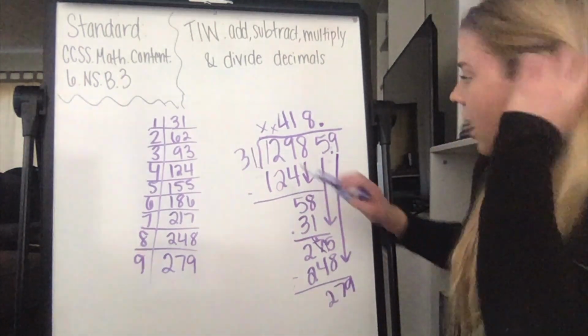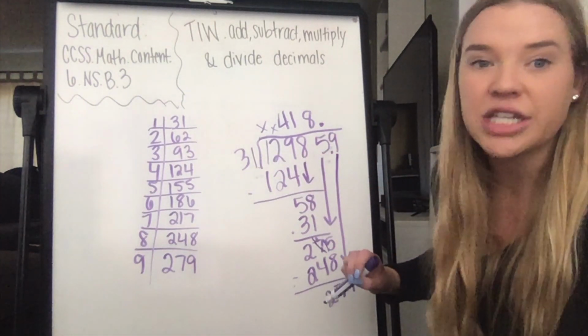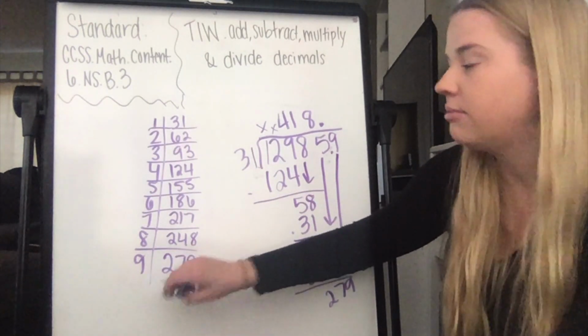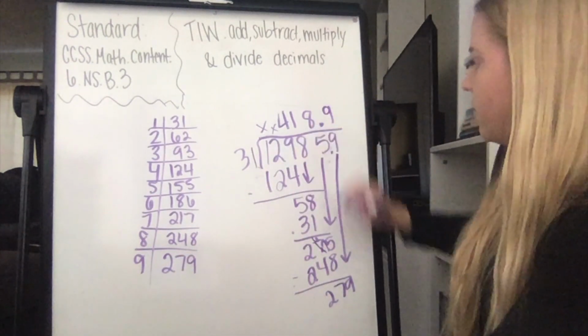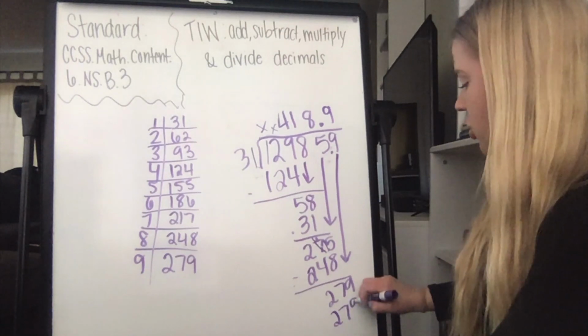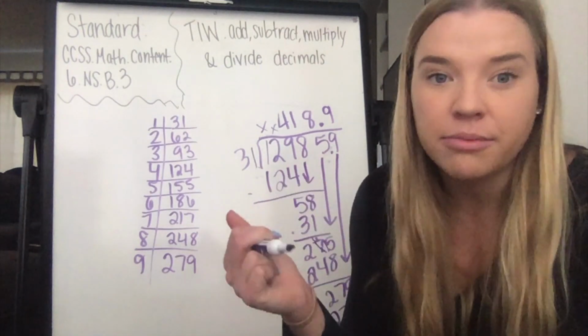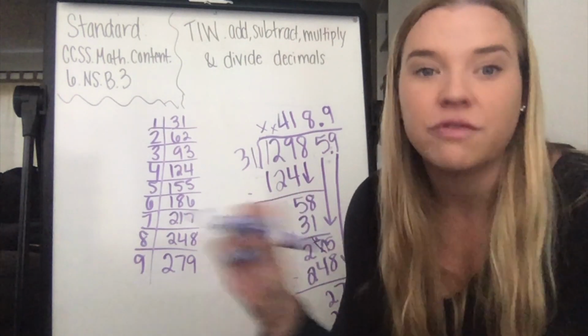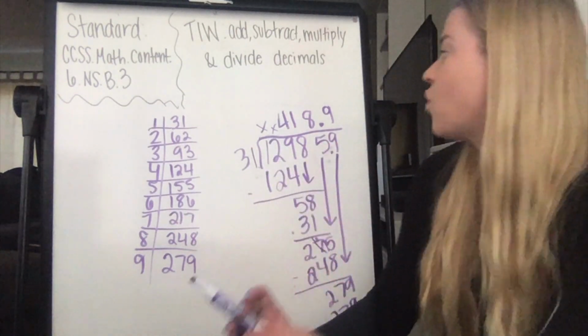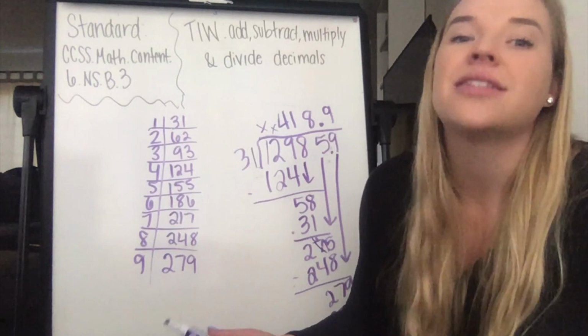Not a very pretty 9. My bad. So how many times can 31 go into 279? 9 times. 31 times 9 is 279. 279 minus 279 is 0. I have no other numbers, and I ended up with a 0, which means I am finished. So my answer should be 418 and 9/10.